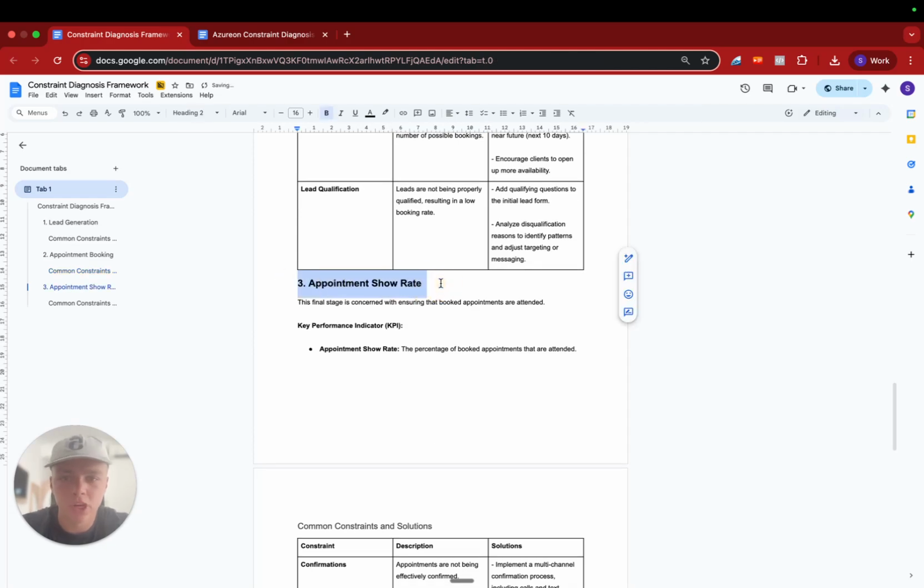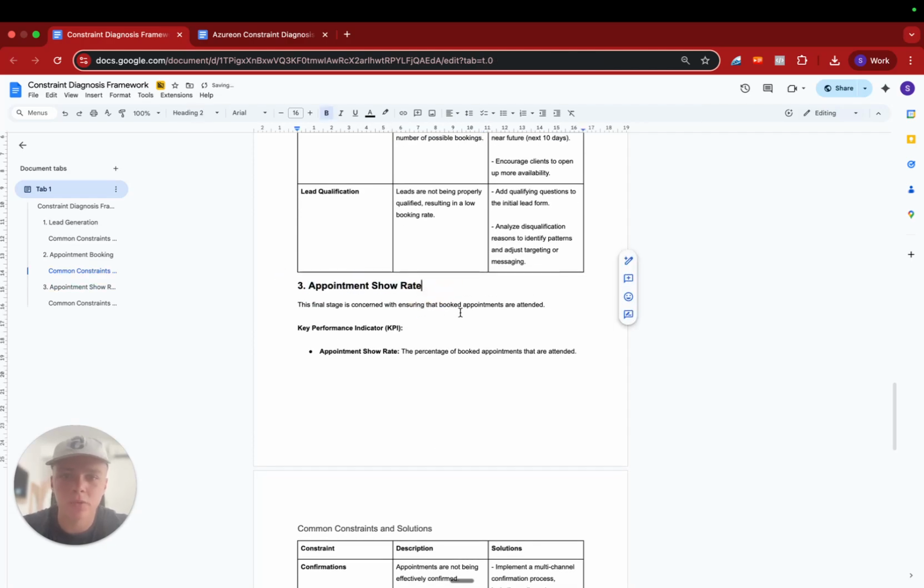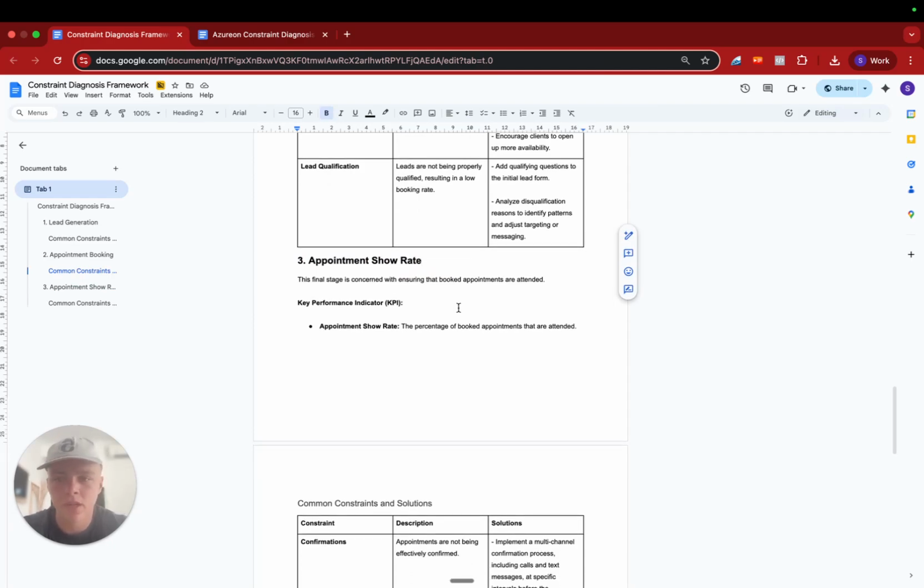Now, appointment show rate. This is the final stage we're concerned with, and it ensures that the booked appointments are being attended. Are they showing up to do the trial class, for example?